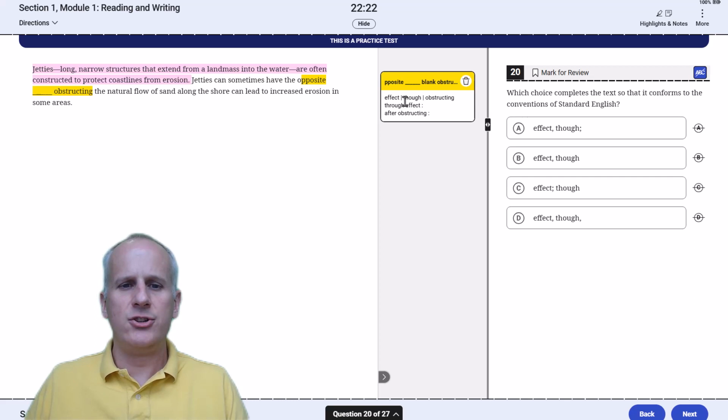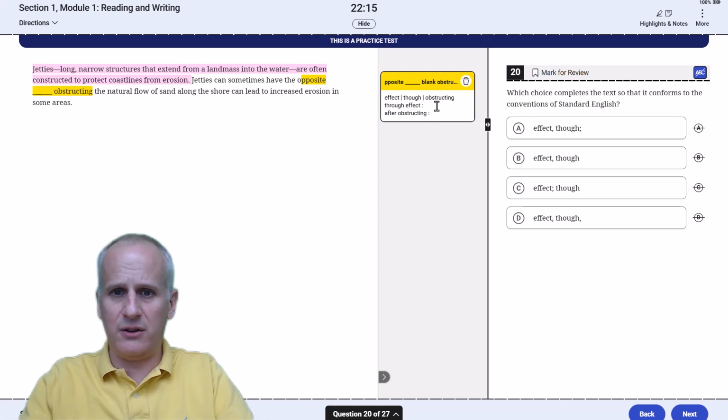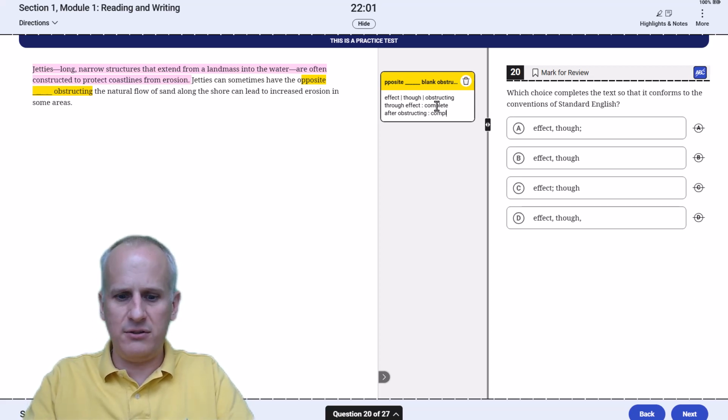So if I just read, jetties can sometimes have the opposite effect. Well, that's a complete idea, could stand alone as its own independent sentence or clause because we've got a subject and a verb. So I'm going to just write complete here for my reference. Then we've got obstructing the natural flow of sand along the shore can lead to increased erosion in some areas. Well, that too is a complete idea.